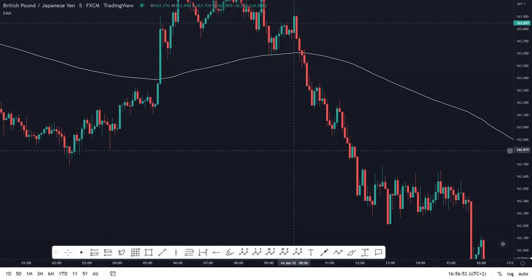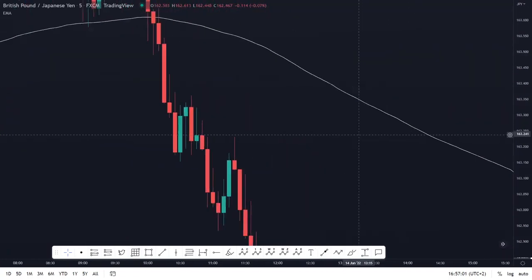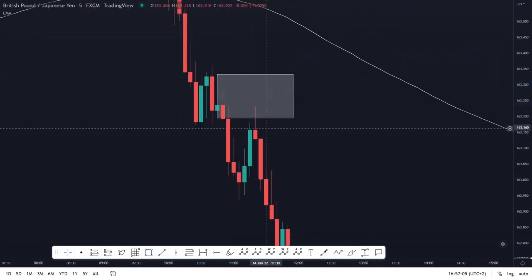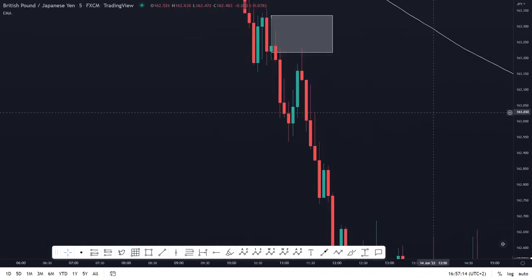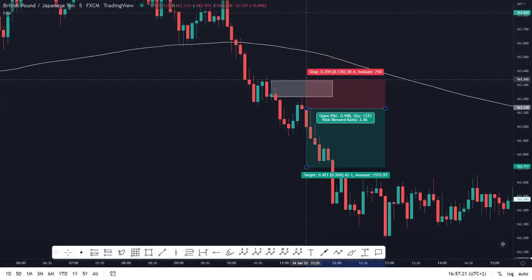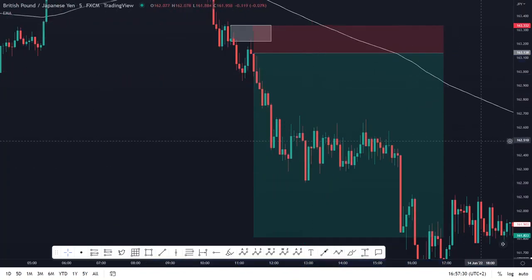So let's do this one last example over here. As I told you before, we draw the zone from the high to the low, and we can also use the wick. As you can see from here, we just wait for the market to close bearish after touching the zone. We enter here, stop loss above, and then we sell because price is below our 200 moving average.